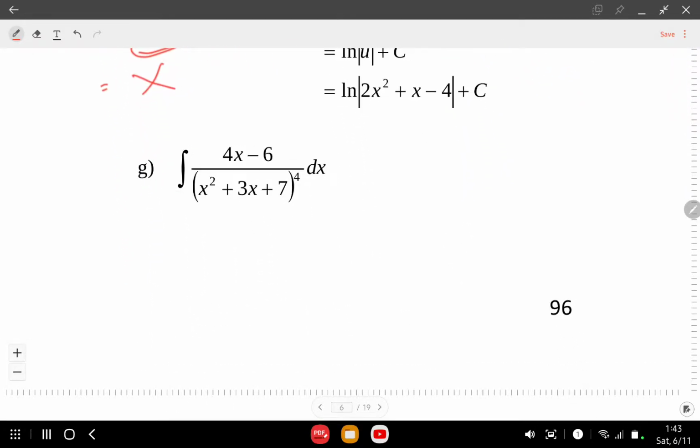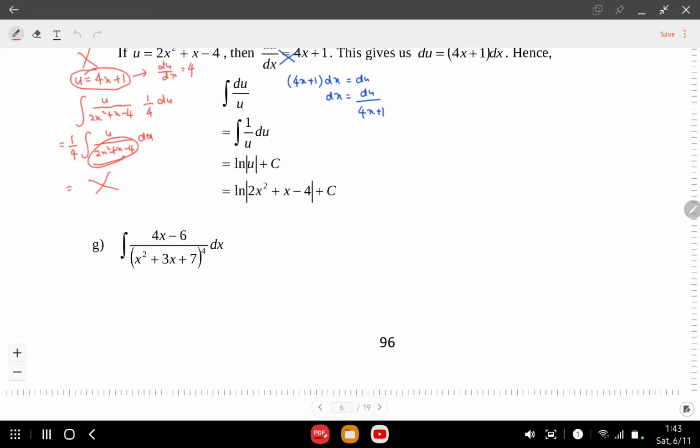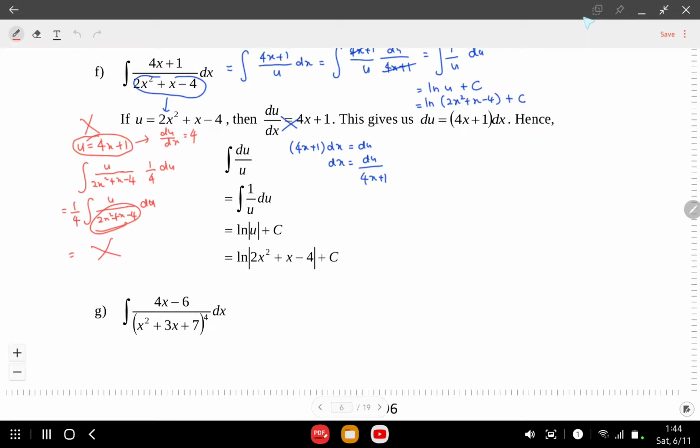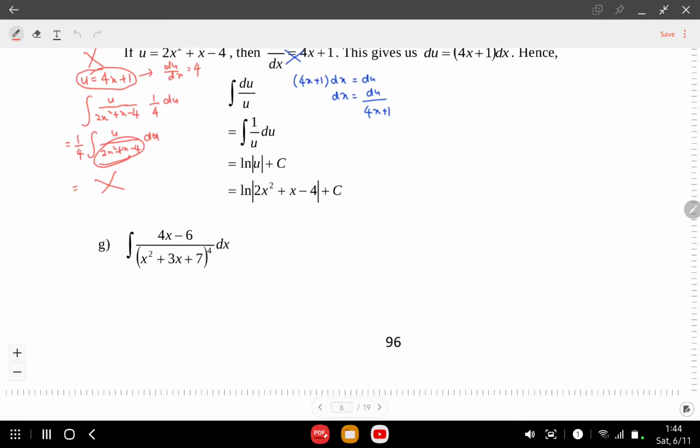Okay, so ini soalan terakhir. Sorry, bukan soalan terakhir, ada lagi, banyak lagi. Okay, daripada soalan F tadi kita dah belajar pengajarannya adalah kalau ada pecahan kita kena pilih yang bawah sebagai kita punya u. Okay, so kita akan apply pengajaran yang sama tu dekat dalam soalan G. So we will choose our denominator dekat dalam fraction ni, bahagian bawah ni sebagai kita punya u. Tapi bahagian bawah you all boleh nampak dia ada kuasa 4. Okay, tapi kita pilih yang dalam ni saja tanpa kuasa 4. So our u will be x square plus 3x plus 7.